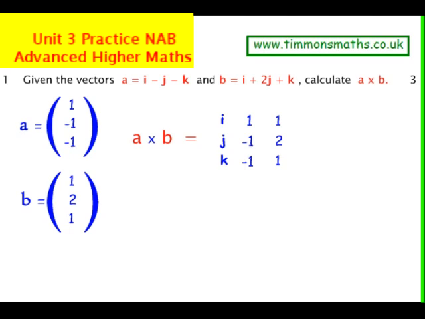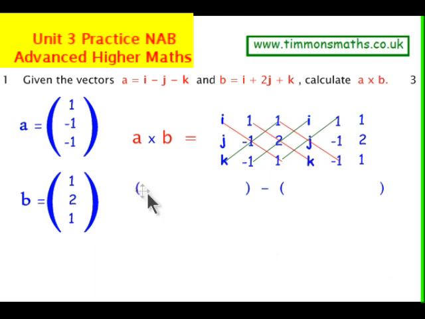We now make a copy of these three vectors. To work out A cross B, we're going to form three diagonals coming down. We're also going to form three diagonals coming up. We're going to find the products of the down diagonals, and we're going to subtract the products of the up diagonals. Set up two brackets separated by a minus. The products of the down diagonals we write in the first bracket, and the products of the up diagonals we write in the second bracket.